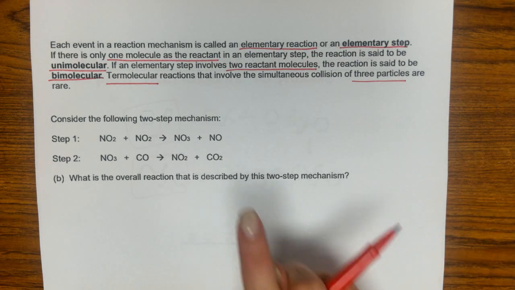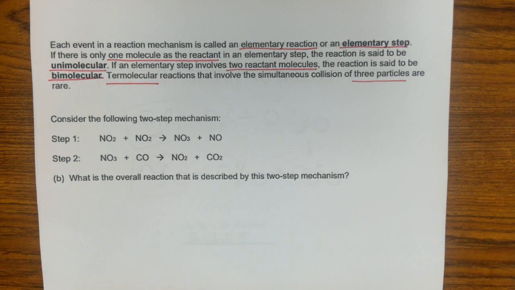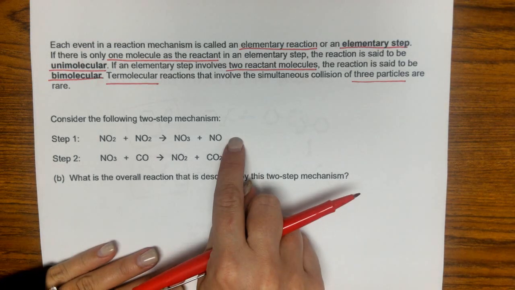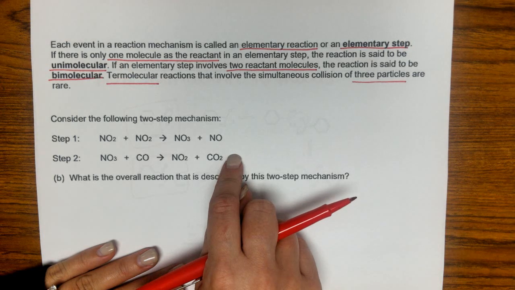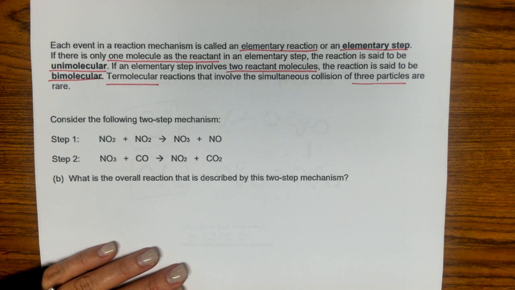So looking at this 2-step mechanism. This is a reaction where you're going to start off with NO2 and we make CO2. And so this has 2 steps. This step right here has 2 reactants. This step has 2 reactants, so these are both bimolecular.